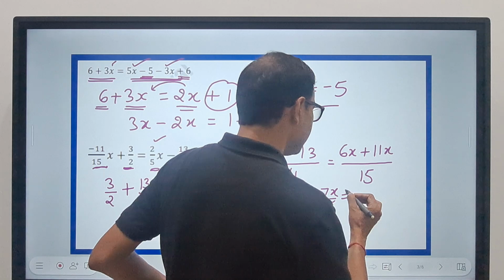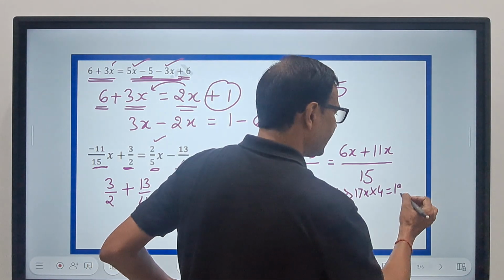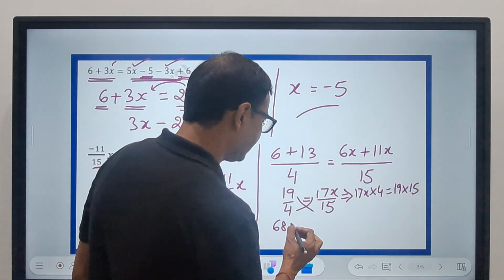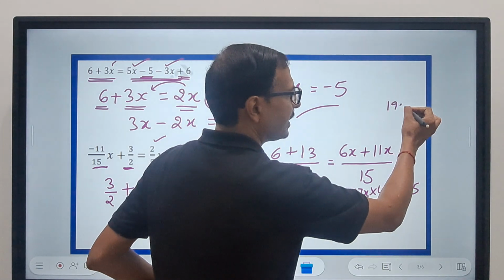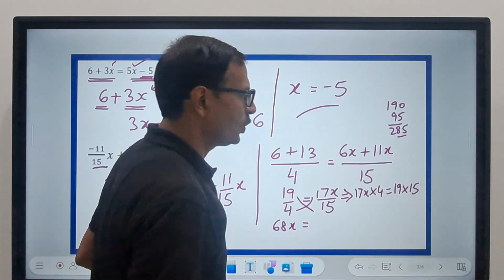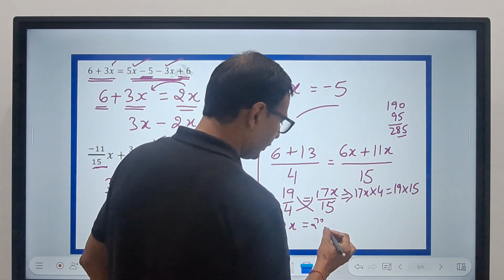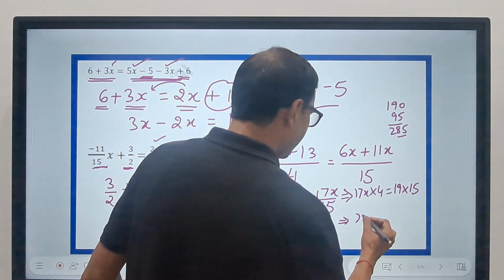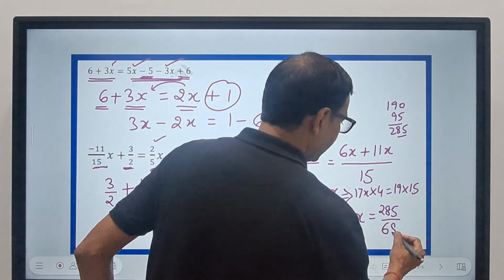So this is 17x plus times 4 and this is 19 times 15. So 68x is equal to 19 times 15. So 190 plus 95. This is 285. So 285 means this will be the numerator of my answer and the denominator will be 68. So your answer is 285 upon 68.